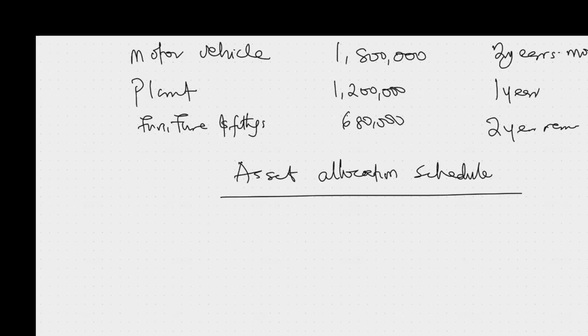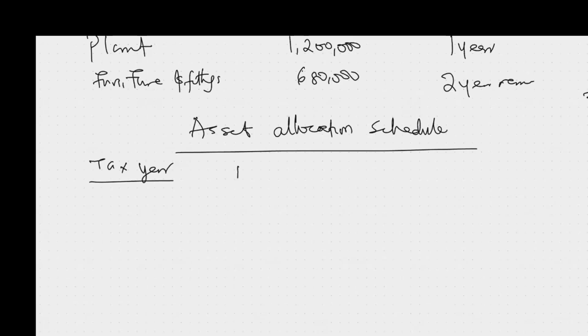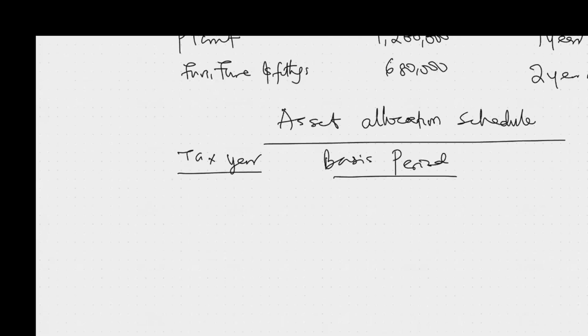Now, my asset schedule, you remember, I'll put tax year, basis period, and QC. Now, I'll start from the one that was acquired earlier. So the first one that was acquired was in 2005.